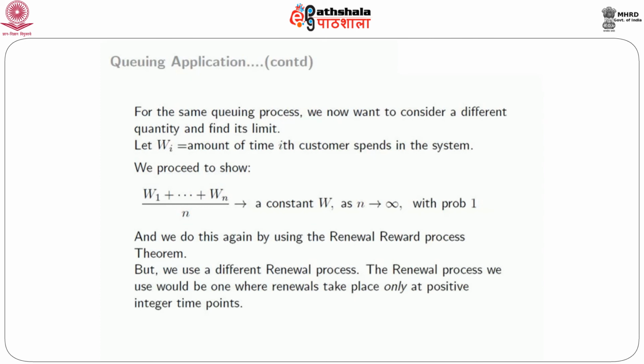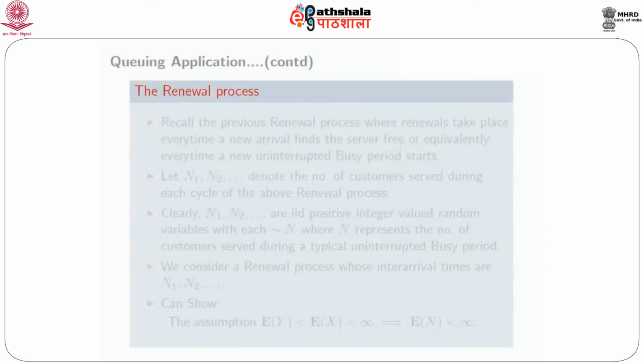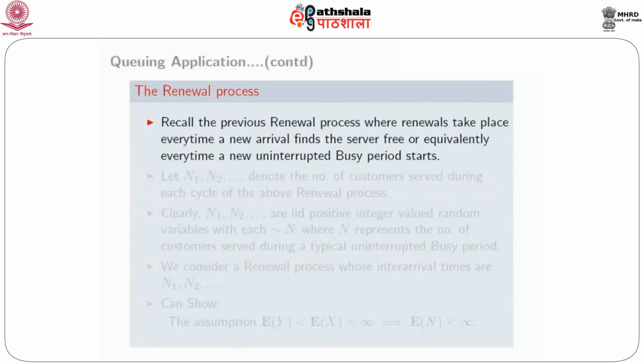How do we do that? We do that again by using the renewal reward process theorem, but we now use a different renewal process. The renewal process we use would be one where renewals take place only at positive integer time points. Recall the previous renewal process, where renewals take place every time a new arrival finds the server free, or equivalently every time a new uninterrupted busy period starts.